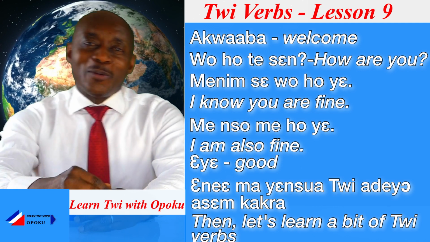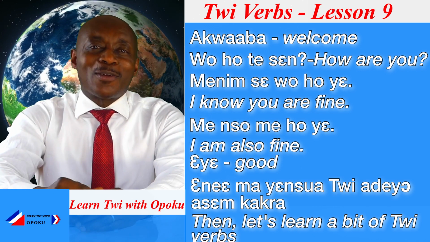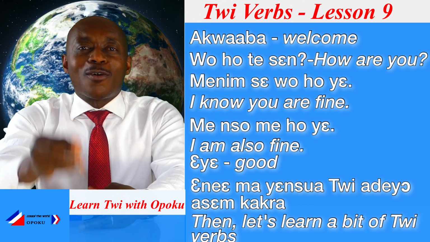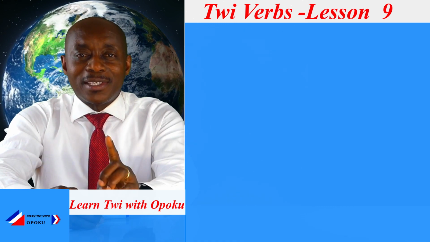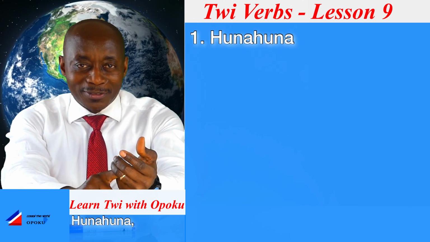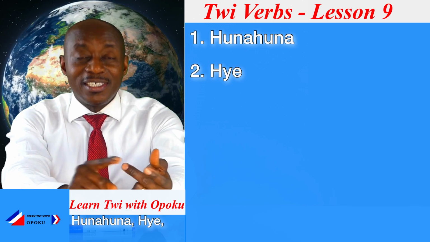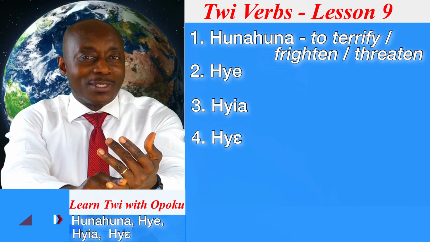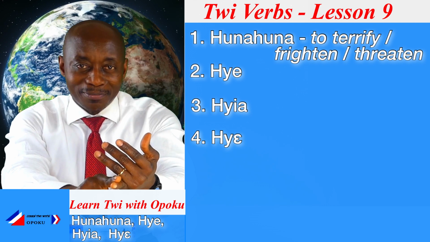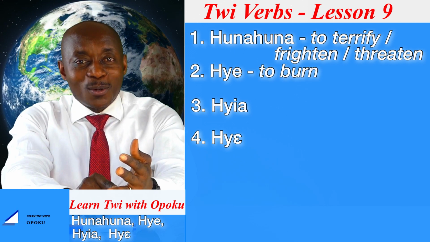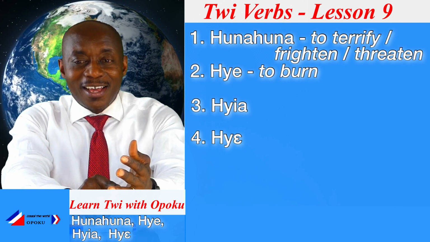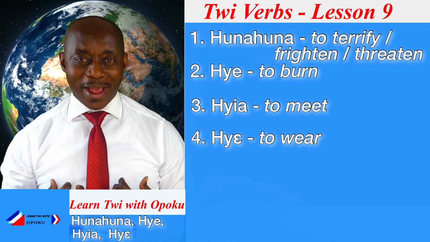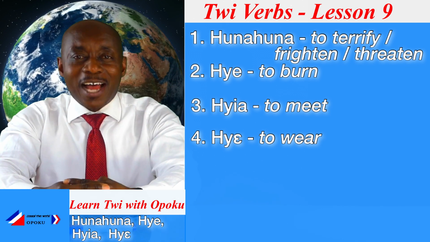Welcome to my program Learn Twi with Opoku. We're going to continue our lesson on what? Twi verbs. And today, in this lesson, we are considering four verbs: huna huna, she, shia, and she. Huna huna, to terrify or to frighten or to threaten. She, that is what? To burn. Shia, to meet. And she, to wear. Let's take them one after the other.